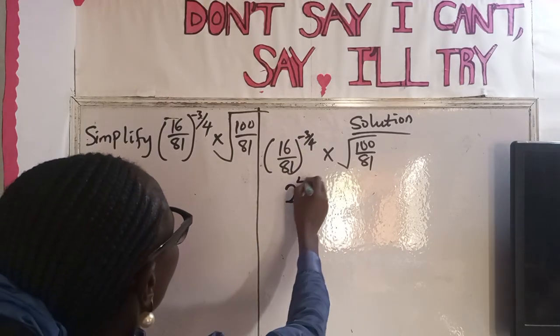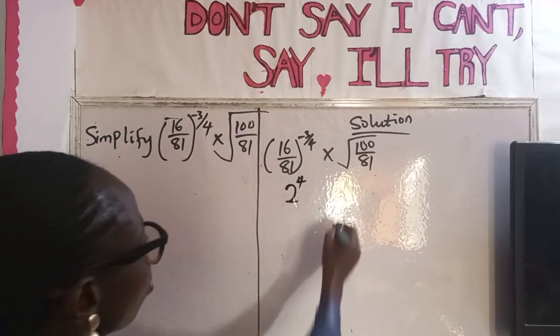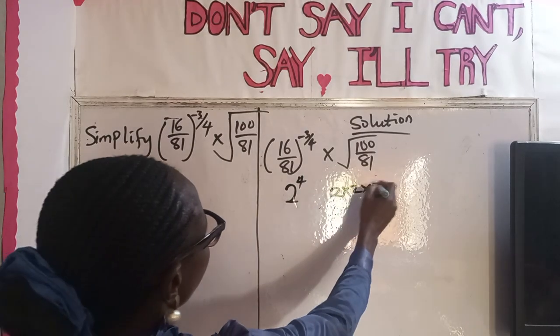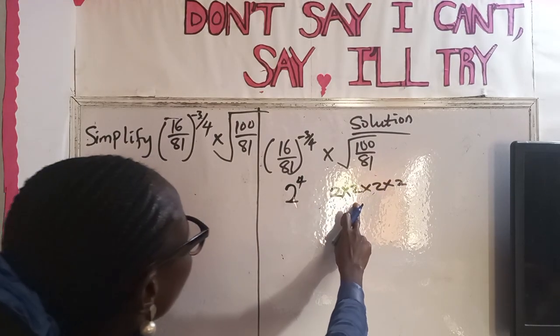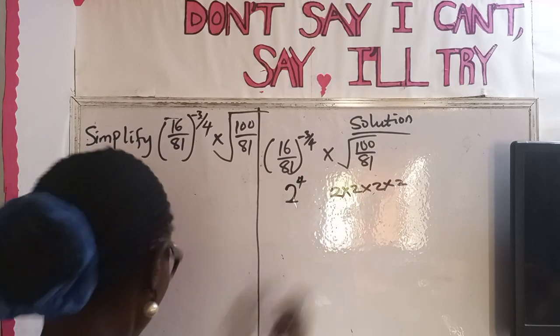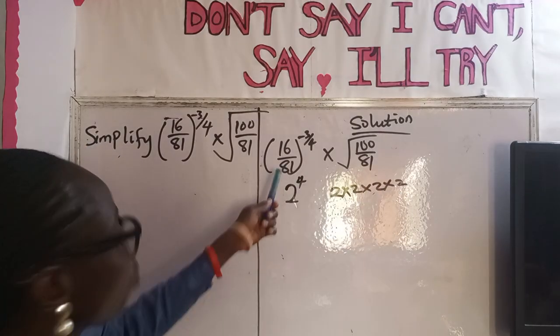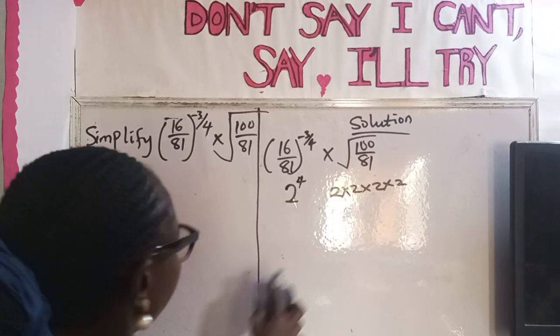2 raised to the power of 4, what is that? 2 times 2 times 2 times 2. 2 times 2 is 4. 4 times 2 is 8. 8 times 2 is 16. Which means 2 raised to the power of 4 gives us 16.